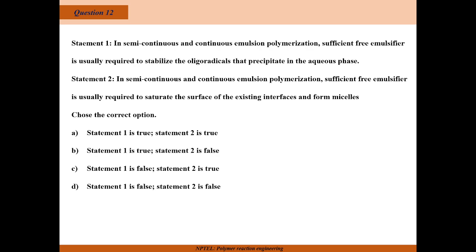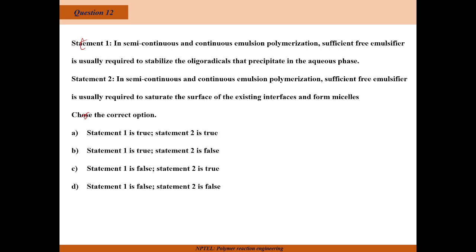Okay, so here there are two statements given. First statement, yeah, there's a spelling mistake. Statement 1: in semi-continuous and continuous emulsion polymerization, sufficient free emulsifier is usually required to stabilize the oligoradicals that precipitate in the aqueous phase. Statement 2: in semi-continuous and continuous emulsion polymerization, sufficient free emulsifier is usually required to saturate the surface of existing interfaces and form micelles. So choose the correct option. Which one is true?